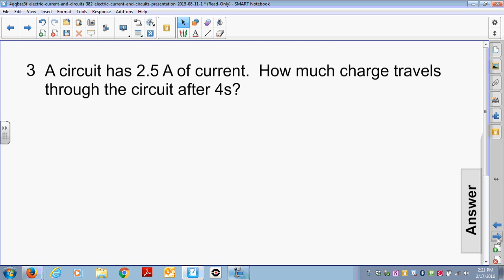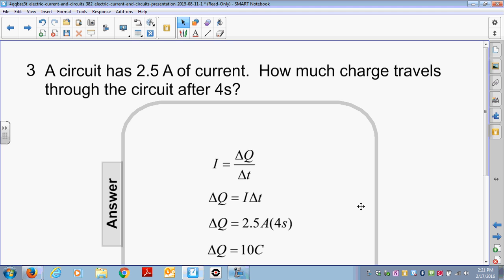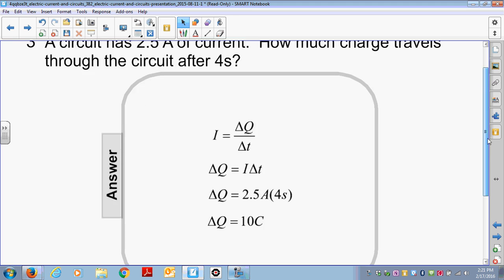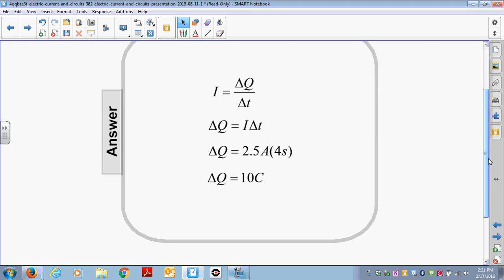A circuit has 2.5 amps of current. How much charge travels through the circuit after 4 seconds? Go ahead and pause the video. Okay, so let's see how you did on this one. I is equal to delta Q over delta T. Solving for Q, I get I delta T. Substituting in the numbers, we end up with 10 coulombs.